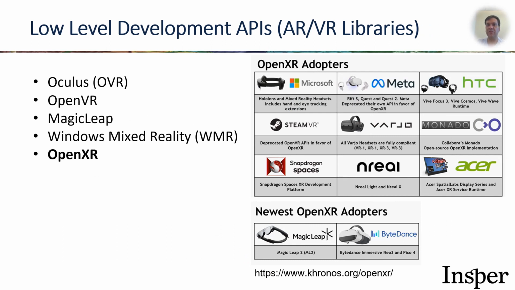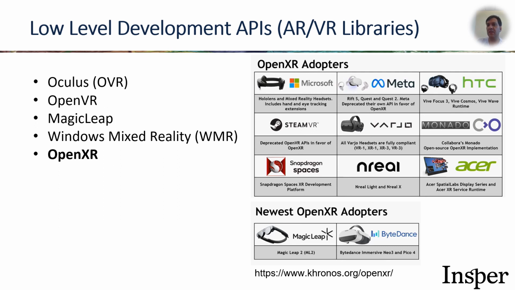As new head-mounted displays began to emerge, each manufacturer created its own low-level API for their virtual reality development kit. This resulted in a multitude of APIs, each distinct from the others, which makes life difficult for developers. For example, Oculus had its own API. Valve developed OpenVR for the HTC Vive headsets. Magic Leap has its specific API, and Microsoft introduced WMR, among others.